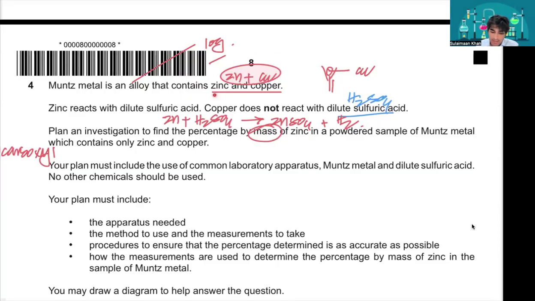If I add acid to it, zinc is going to react. Copper will not. Zinc sulfate is soluble. Once you filter it out, you're going to get copper. Then you wash it, then you dry it, and then you weigh the mass of copper.